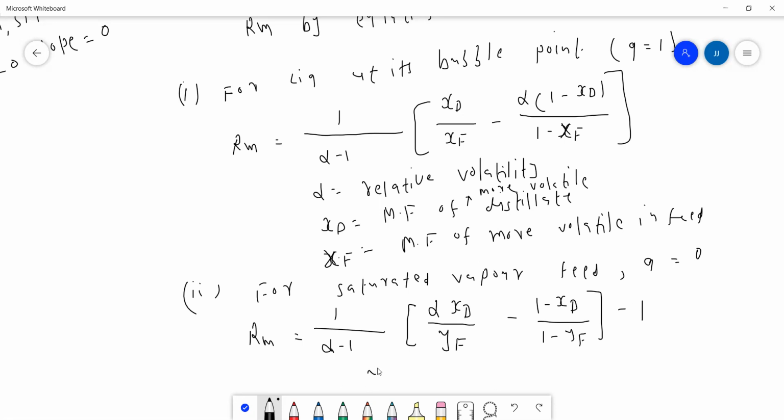Now what about the yF? yF is equal to the mole fraction of the more volatile component in feed vapor, same as xF here. It is the mole fraction of the more volatile substance in feed vapor.